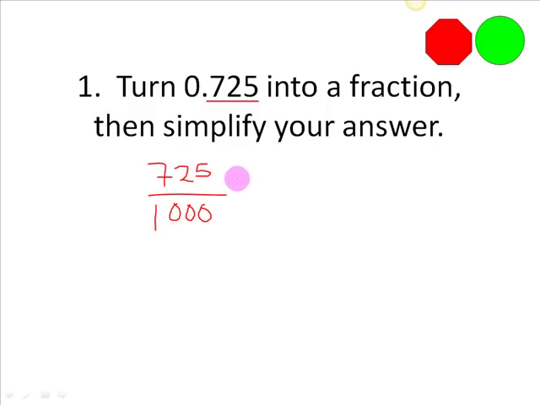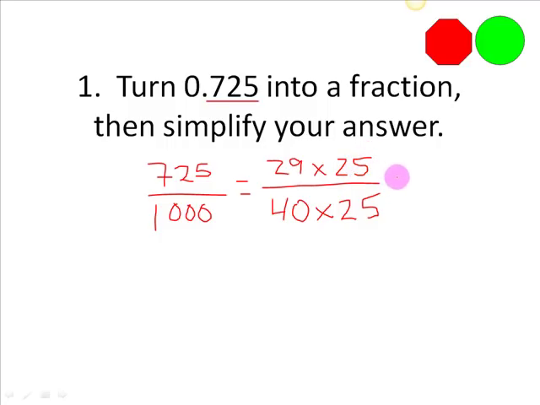All right, we'll take a look at this and we say, let's factor this. We know that 25 will go into 1,000 40 times. So 40 times 25 will give us 1,000. And then we take a look at this and we say, how many times will 25 go into 725? All right, we know that 29 times 25 is going to be 725.